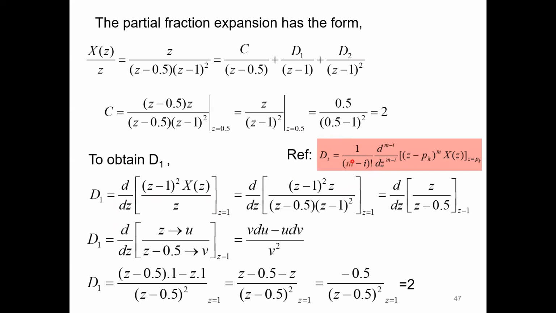There you can see m is 2, 2 minus 1 is 1, 1 factorial is anyway 1. So 1 over 1 is 1, so there's nothing coming from the factorial here. Then you have d to the 2 minus 1, which is 1, over dz to the 2 minus 1. So again, this is the first derivative, d over dz. And then within the bracket, you have z minus pk, which is z minus 1, to the power 2. You can see it over here.